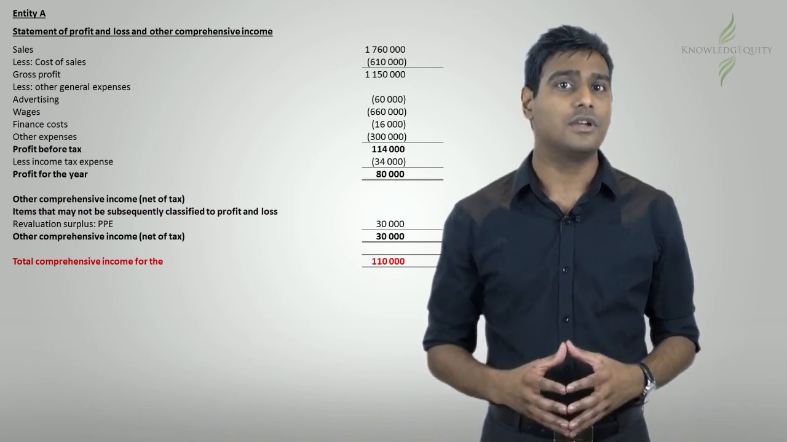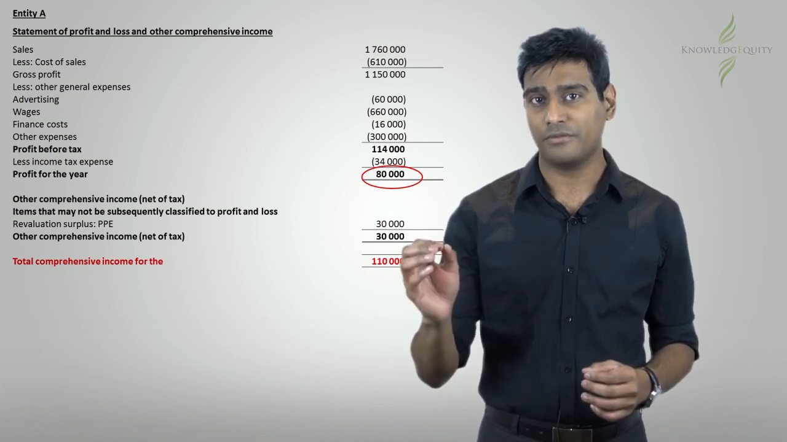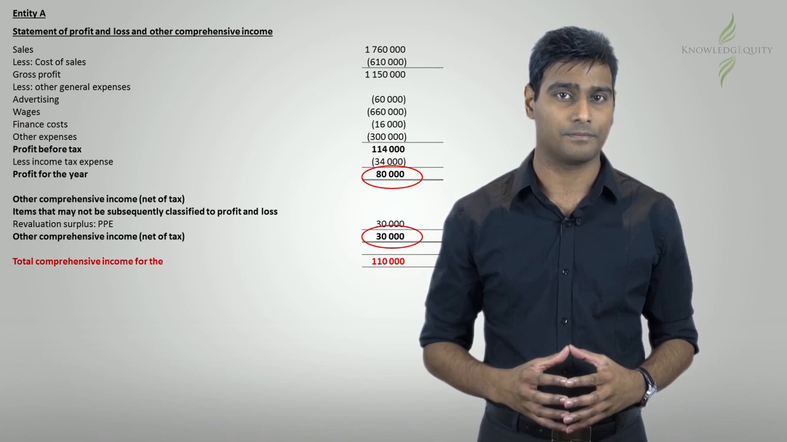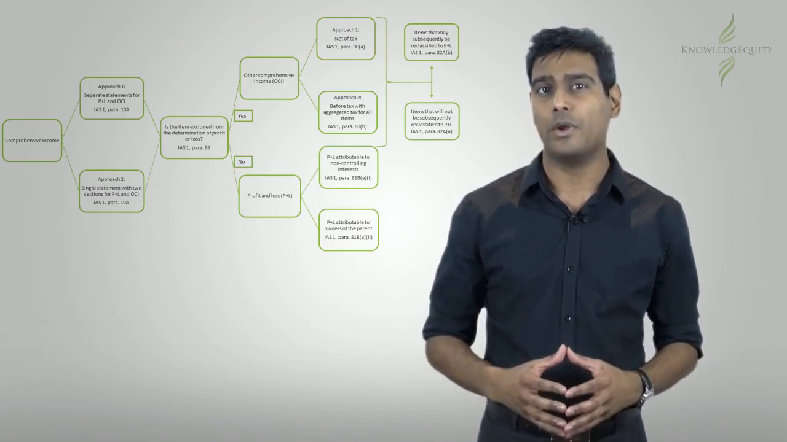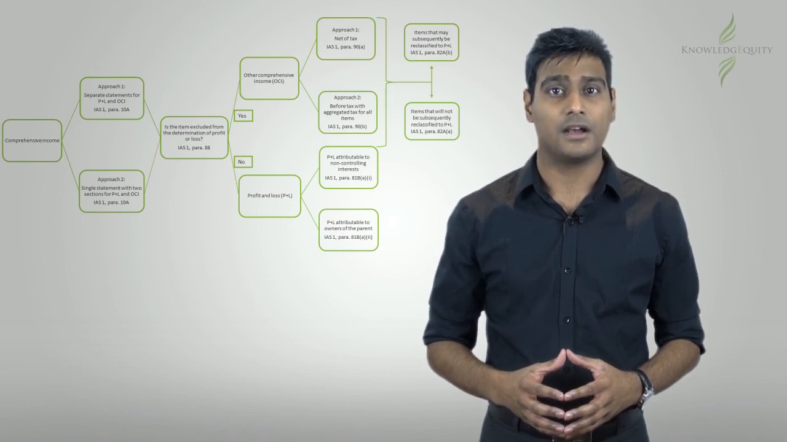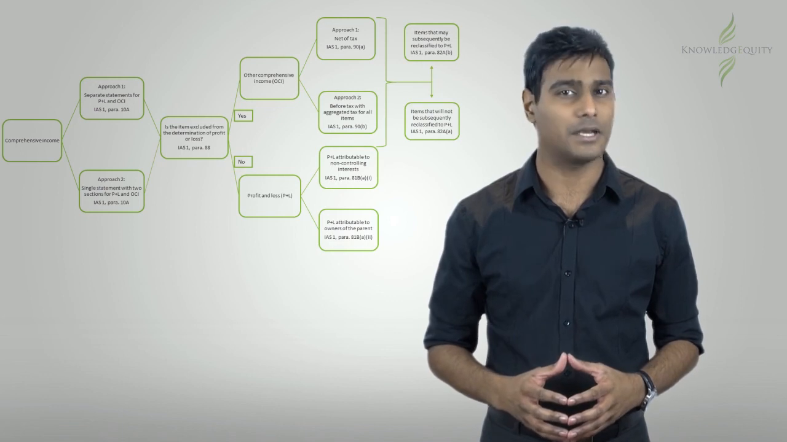Finally, we need to reflect the total comprehensive income, which is the sum of profit and loss or profit for the year and other comprehensive income. To recap, when preparing the statements of profit and loss and other comprehensive income, there are choices that are available, as well as specific disclosure requirements that must be complied with.